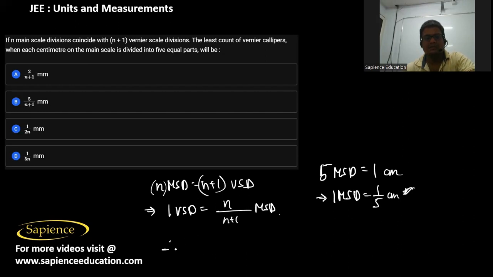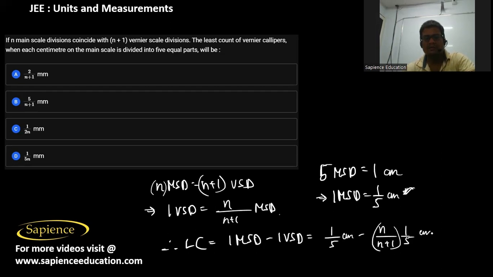Now therefore the least count of the vernier calipers is 1 main scale division minus 1 vernier scale division. So that is 1 by 5 centimeter minus n by n plus 1 times the main scale division, which is 1 by 5 centimeter. So this will be equal to 1 by 5 into 1 minus n by n plus 1, which is equal to 1 by 5 into n plus 1 centimeter.